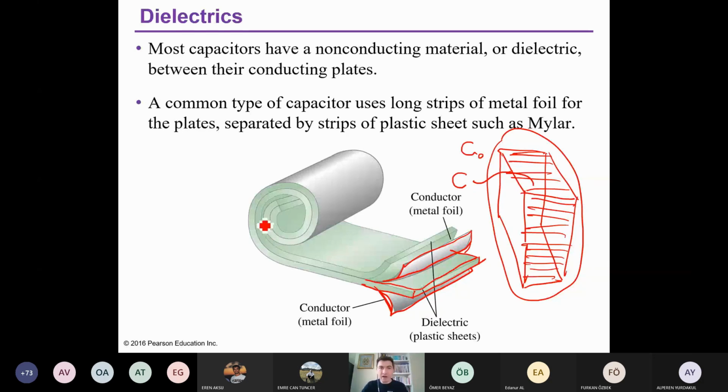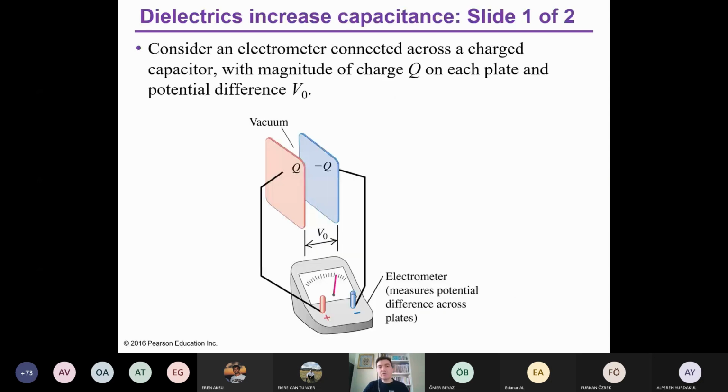A common type of capacitor uses long strips of metal foil for the plates, the conducting plates, separated by strips of plastic sheet such as mylar. So now let's learn how to increase the capacitance of capacitors by using dielectrics.